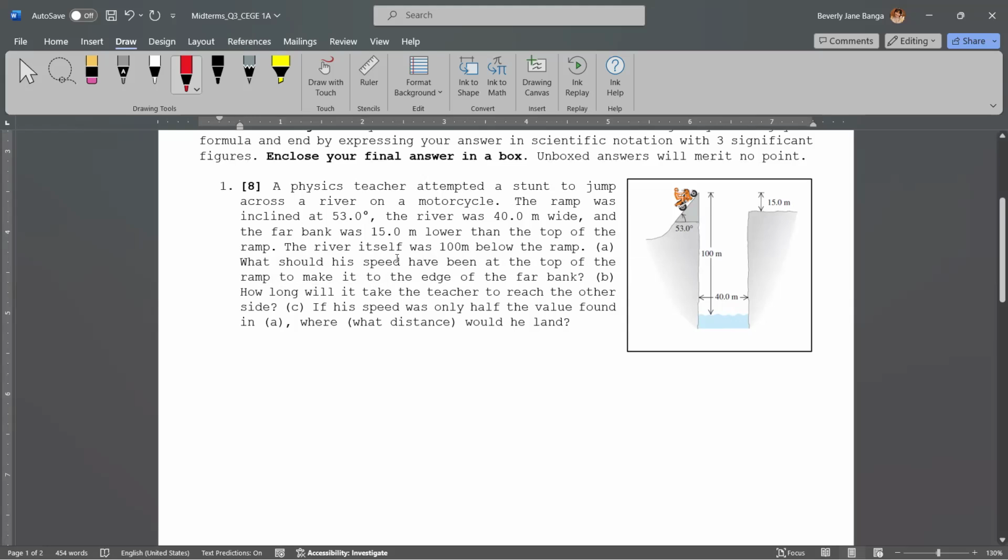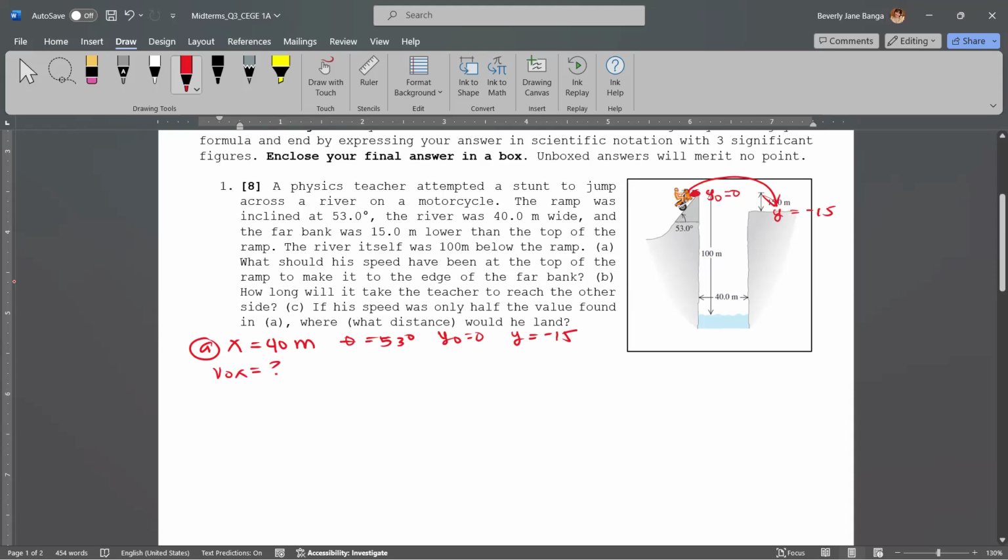Basta ang tanong dito ay, what should be the speed at the top of the ramp to make it to the edge of the far bank? So, ang goal natin sa question A natin is makatawid itong si teacher natin, no, na nagsa-stunt. So, alam natin that x is 40 meters. Alam natin na yung theta ay 53 degrees. And alam natin na yung bank na babagsakan niya is 15 meters lower than the top of the ramp, no? So, kung isa-set ko ito class na y naught is 0, ibig sabihin yung y ko ay negative 15. Okay, so y naught is 0, y is negative 15. Ang hanap natin dito ay VOX.